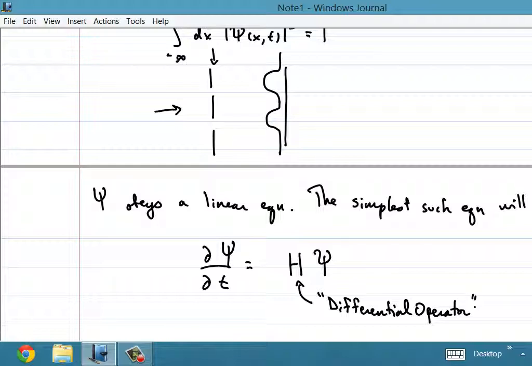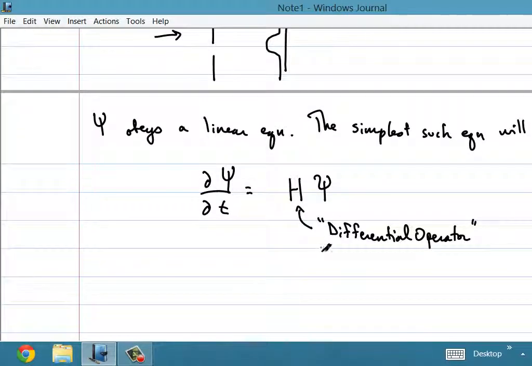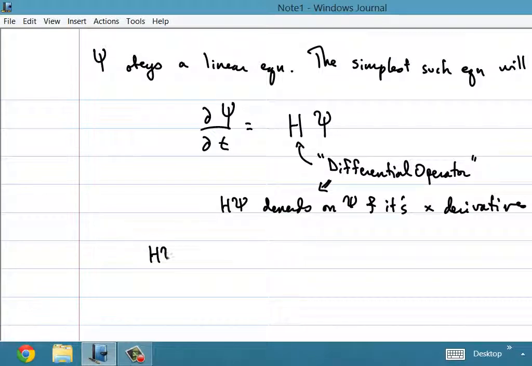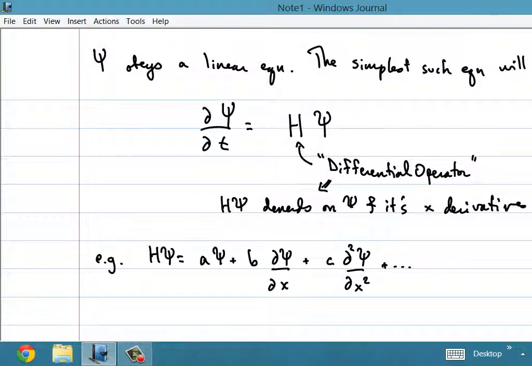And the statement that h is a differential operator is just a fancy way of saying that h psi depends on psi and its x derivatives. So, for example, we would expect that h psi will be something linear in psi that depends on psi and its derivatives. So it will be something times psi plus something else times d psi by dx plus something else times the second derivative of psi, d squared psi by dx squared, plus so on and so forth. Okay. That's schematically the sort of equation that we would like to write down.